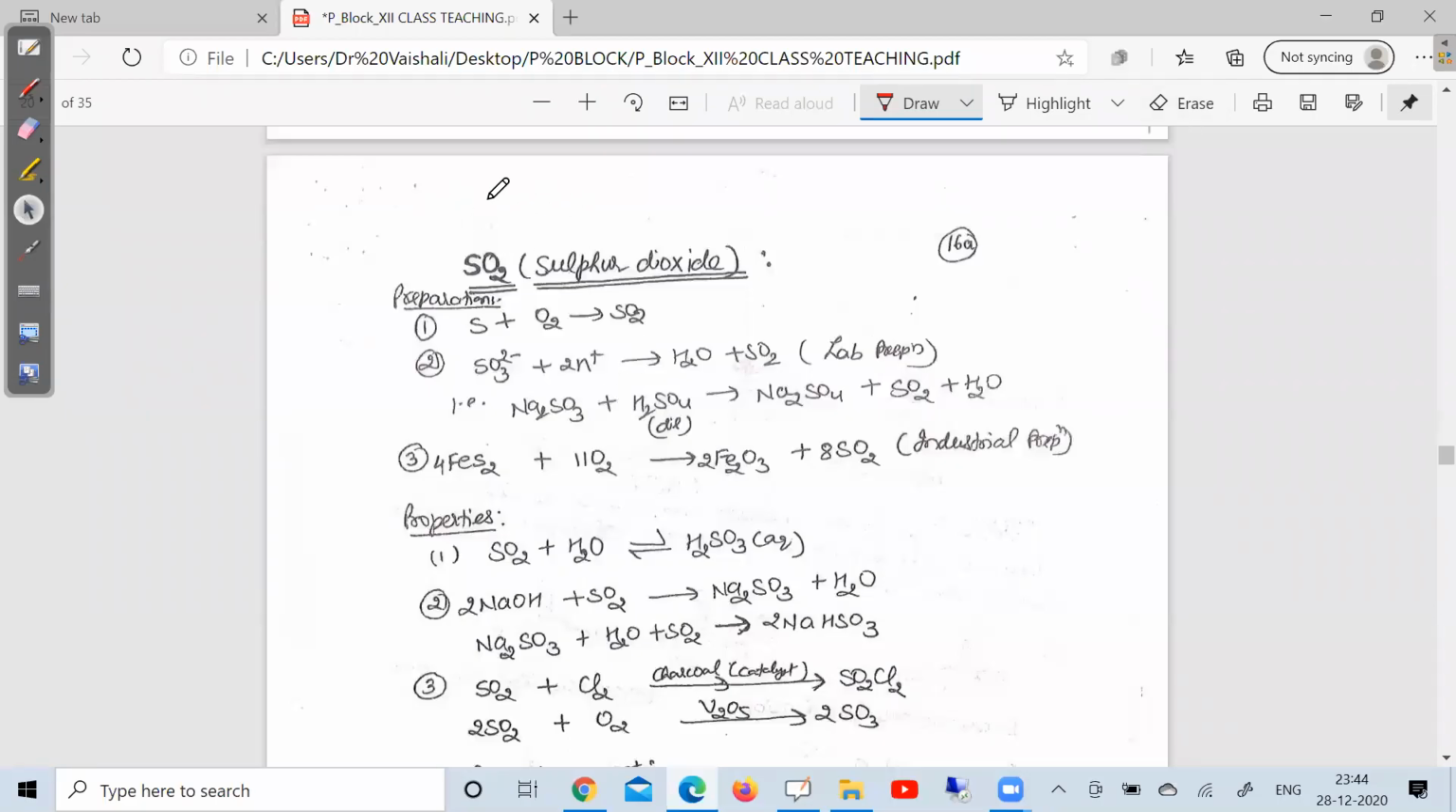Okay, so now, hello. The next compound of group 16. Moving to the third part of group 16, that is sulfur dioxide. Already you know how to prepare sulfur dioxide.